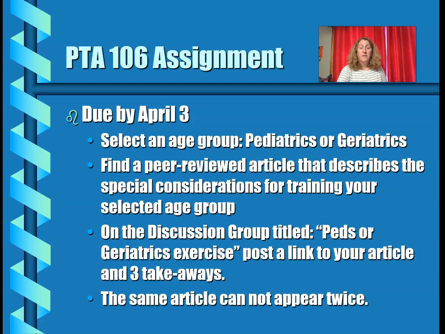What's important for this assignment is you need to be sure that you're checking in on the discussion board so that you're not using the same article that one of your classmates may have already used. So you want to not have the same article appear more than once.